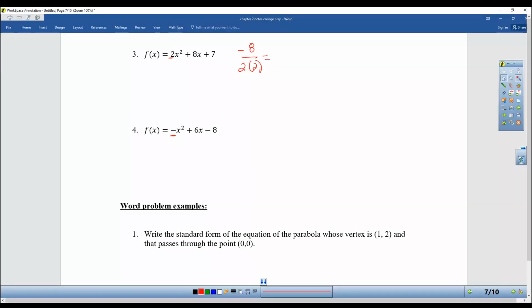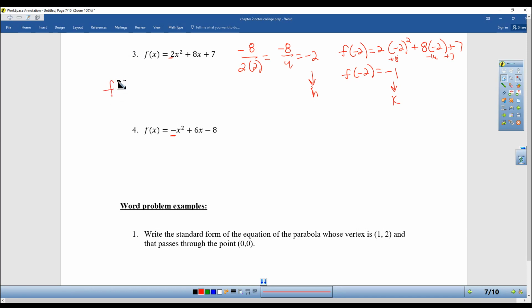So this is the same one we actually just did a few minutes ago. Negative 8 over 4 is negative 2. So there's my h. And now f(-2) is 2 times negative 2 squared plus 8 times negative 2 plus 7. f(-2) is equal to, this is negative 16 plus 7. Positive 8, so negative 1, and that's my k, h and k.